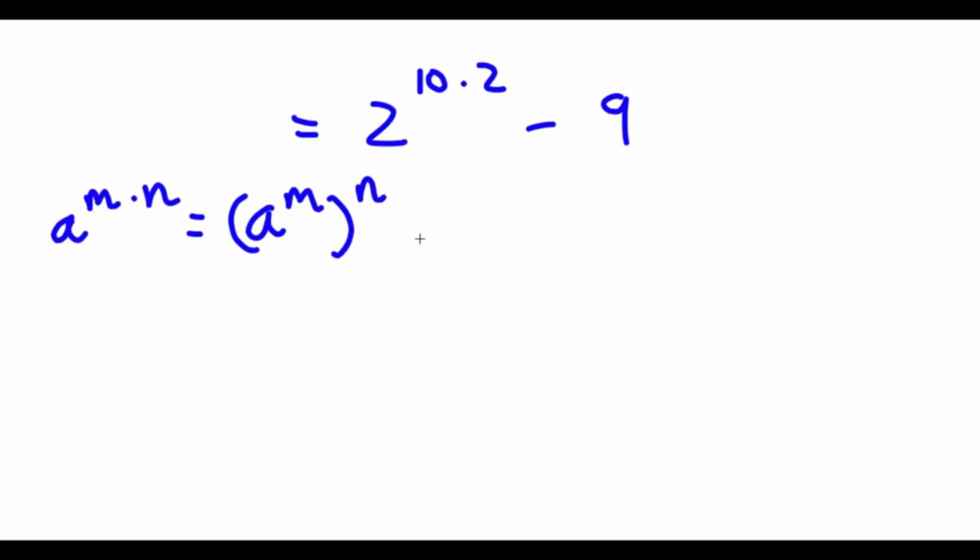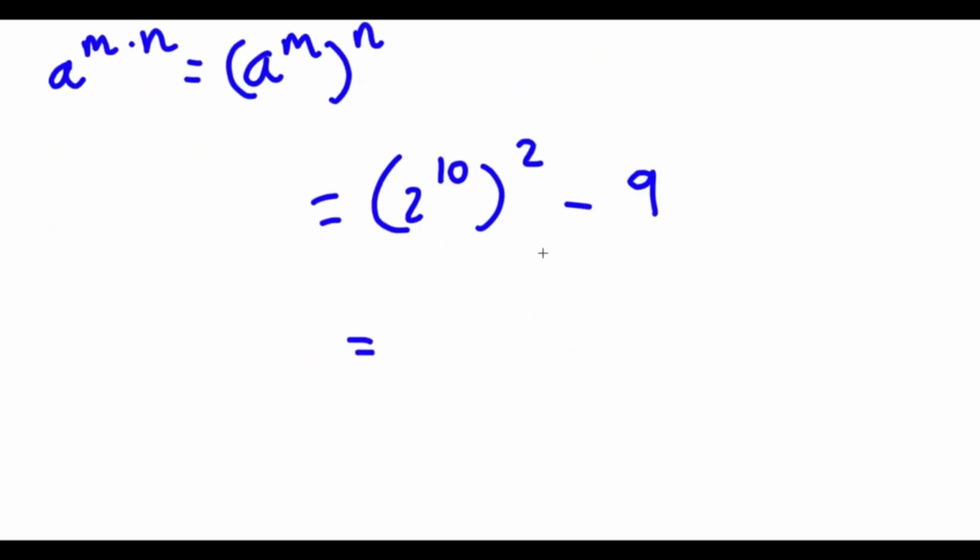So 2 to the power of 10 times 2, I can rewrite as 2 to the power of 10 to the power of 2. Now I have this minus 9. Now 9 I can rewrite as 3 squared. So now I have 2 to the power of 10 to the power of 2 minus 3 squared.